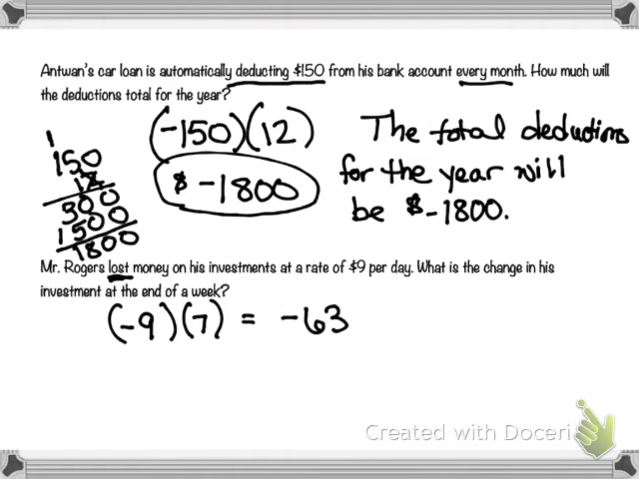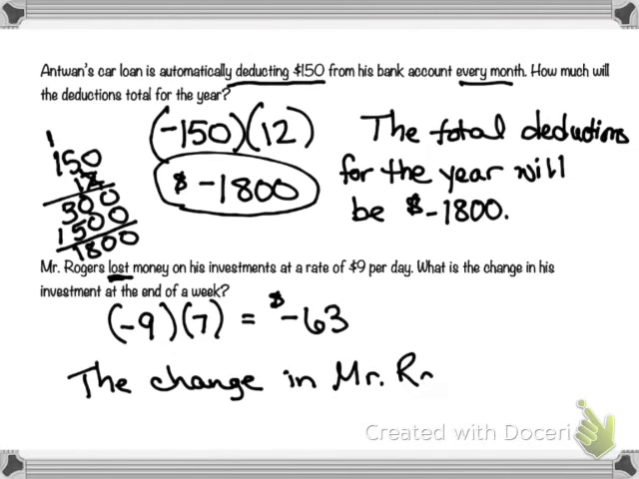So negative $63. And if I interpret that in the context of the problem, the change in Mr. Rogers' investment is negative $63 that week.